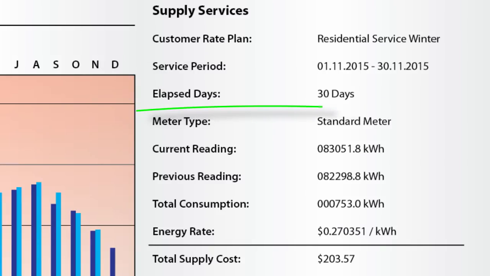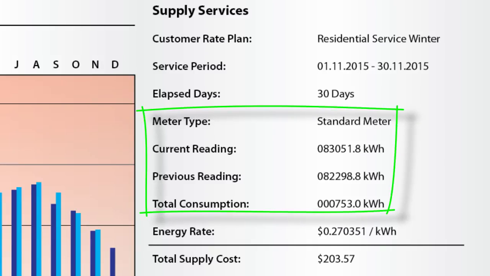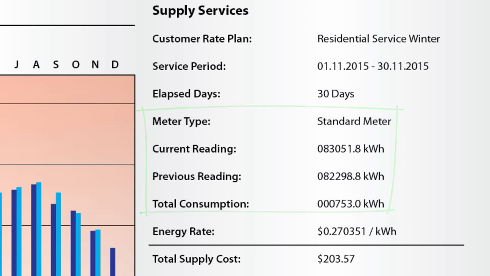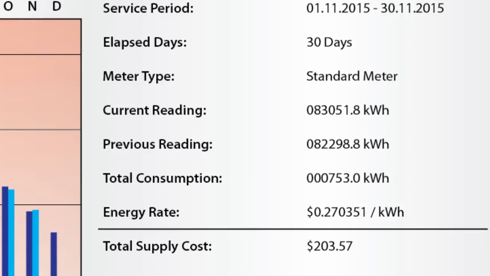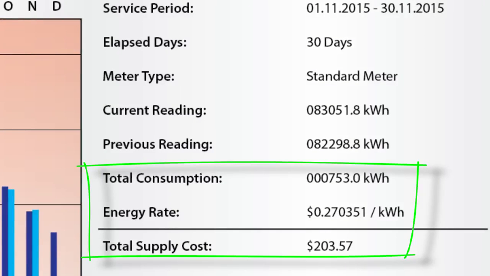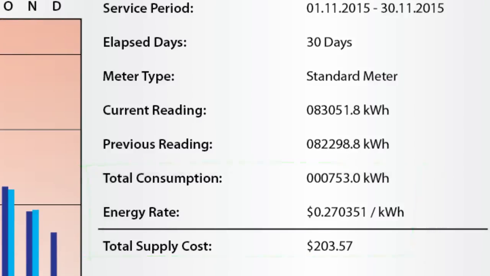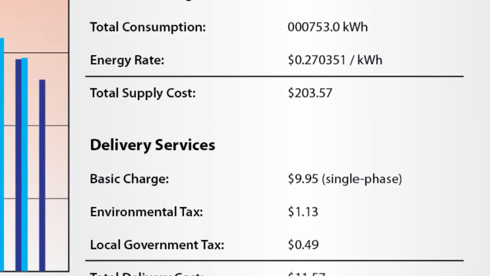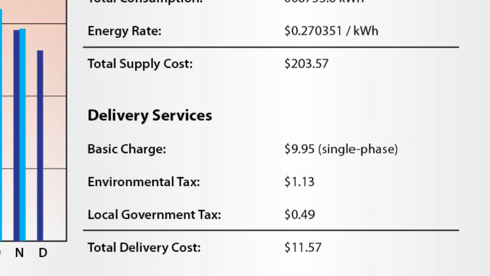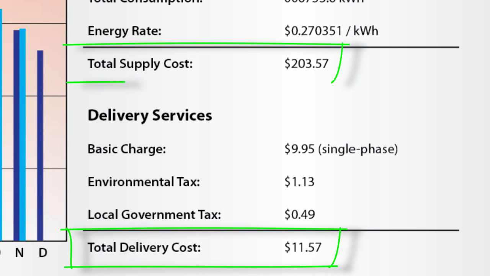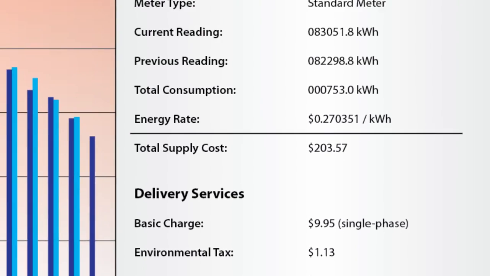For a standard meter, the customer is charged according to the kilowatt hour difference between the previous and current meter reading. The total supply cost is then calculated by multiplying this figure by the winter residential energy rate. The basic charge under delivery services is a flat fee relating to the customer's connection to the grid and may account for overhead and maintenance costs. Together, the delivery and supply charges equal the total bill amount for the payment period.